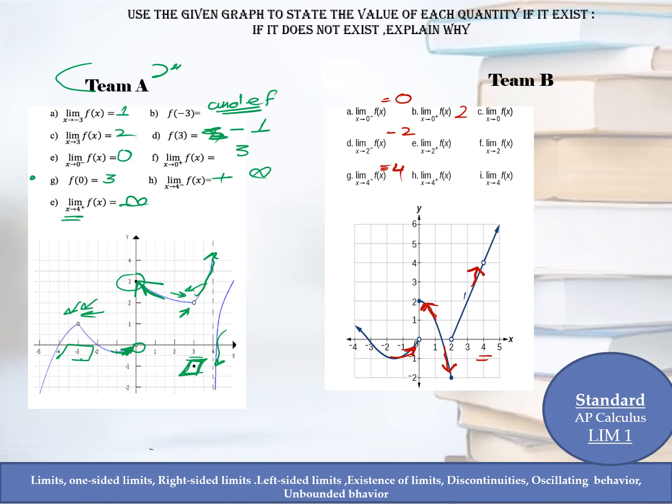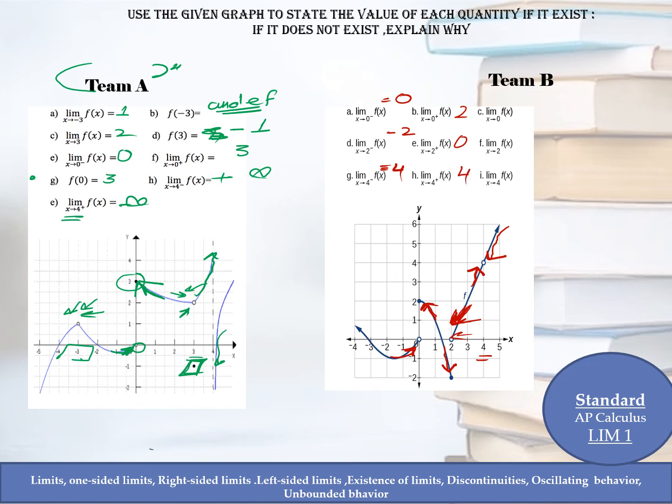Now 2 from the right side. So 2 from the right side, this is the line which I'm showing here. The line coming towards 2 and the y value over here is 0. Now 4 from the right side. So this is the 4. The line coming towards 4 from the right side is this arrow and it is also equal to 4.